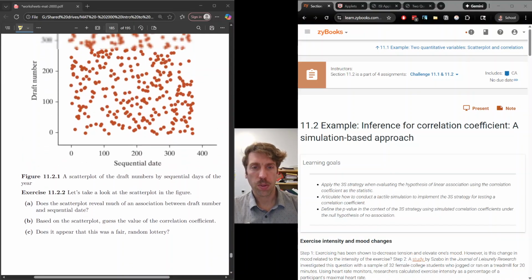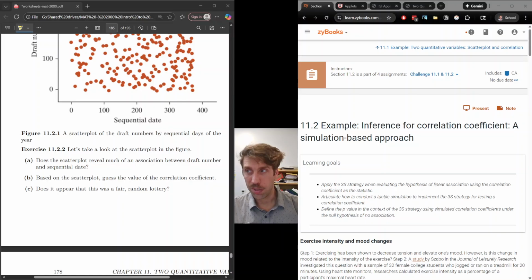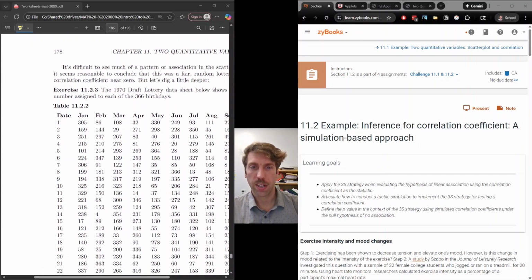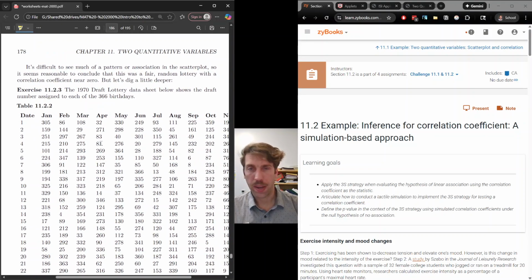Does it appear that this was a fair random lottery? Use your common sense knowledge of the world there. We're trying to connect statistical things to things that are calculated. Okay, it should be difficult to see much of a pattern.